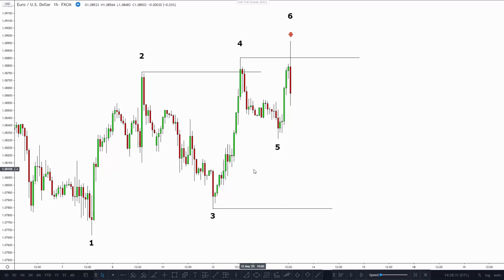The direct consequence of that is the creation of a demand zone around low number 3. Under normal conditions, price would return to the demand zone, and then it would be catapulted back to the upside to create a new higher high. But that's only in theoretical terms. In reality, the market tends to be a little more complicated and nuanced than that.